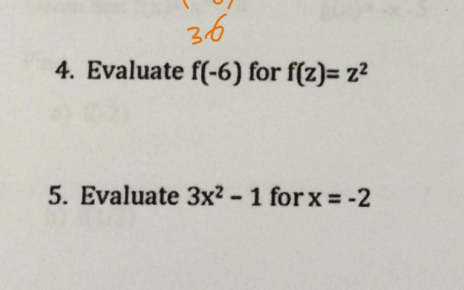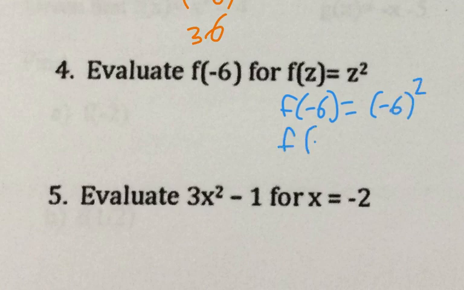Number 4. Now I'm evaluating f of -6, if f of z equals z squared. What do I have this time? An equals, so that's an equation. So every line I'm going to have an equal sign. So I'm going to be finding f of -6, which is equal to, this one's a little bit of a trick, -6 squared. What is -6 squared? Should be positive 36. Anybody get -36? Nobody?